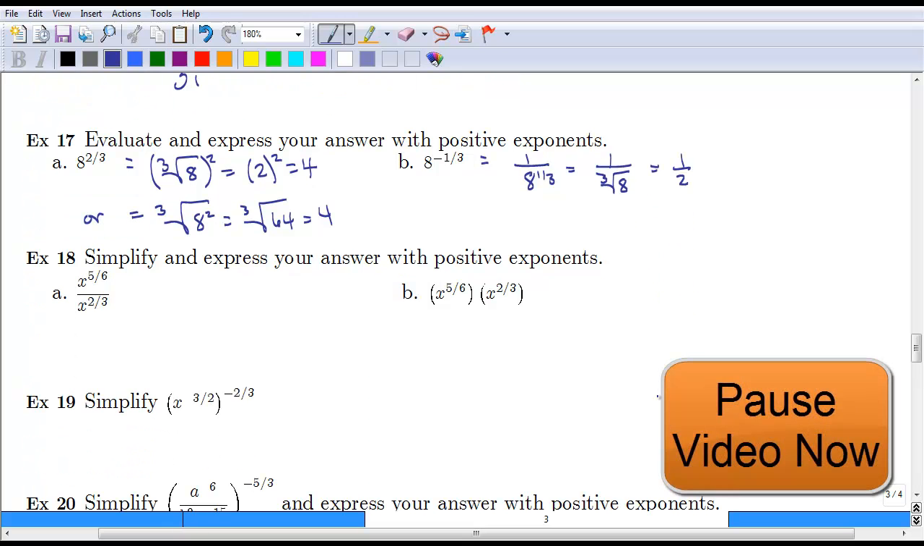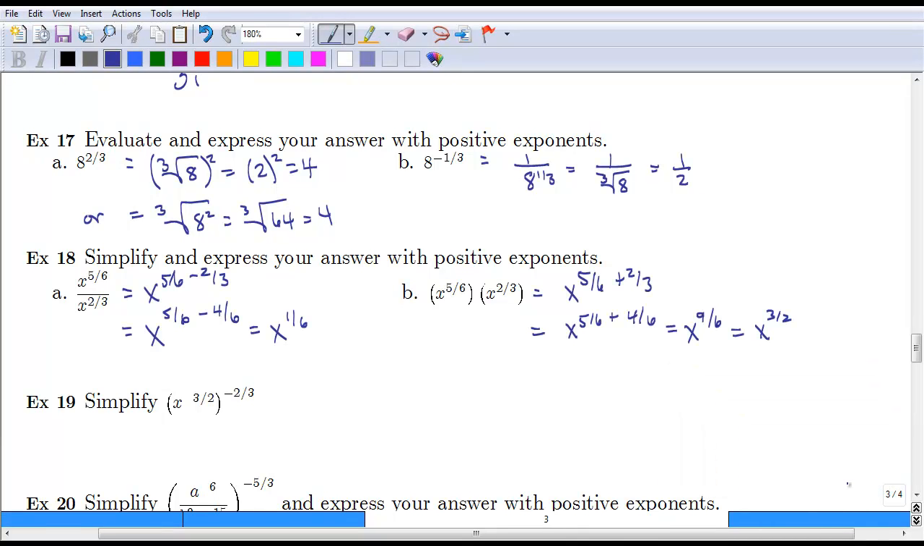I want you to pause the video again and try to simplify these next two examples. Remember that anytime you're adding or subtracting fractions, you need to make sure you have a common denominator. So for this one, 2/3, you would have to convert that to 4/6 to make sure you have the common denominator. And so for part A, you should have ended up with x to the 1/6. And for part B, you should have ended up with x to the 3/2, because it would have been x to the 9/6. And we can reduce that fraction. Even though it's an exponent, we can still reduce it to x to the 3/2.